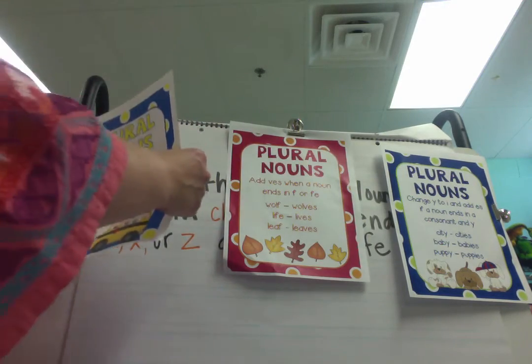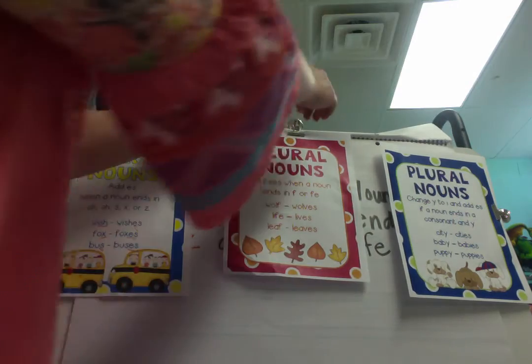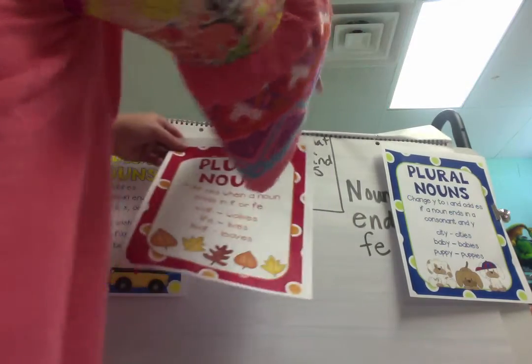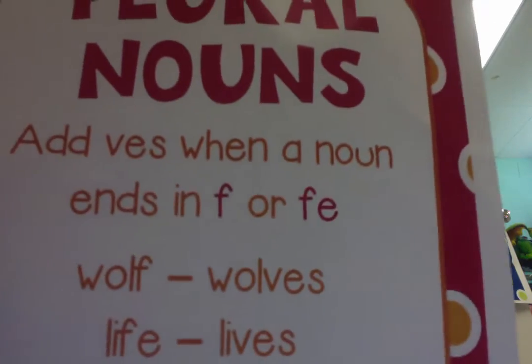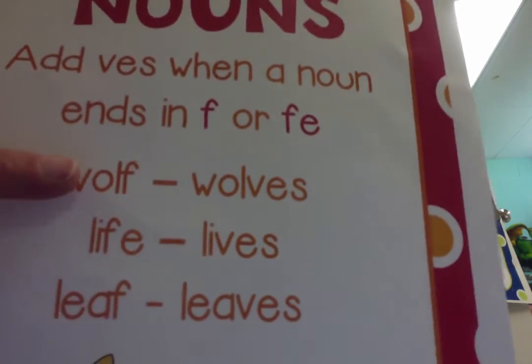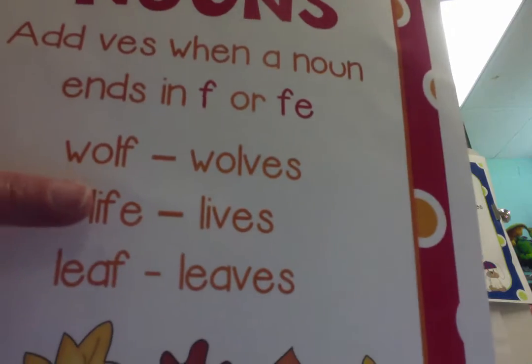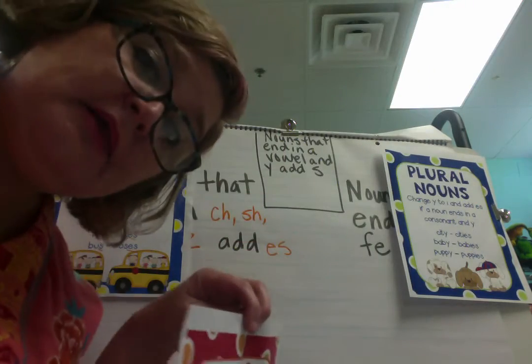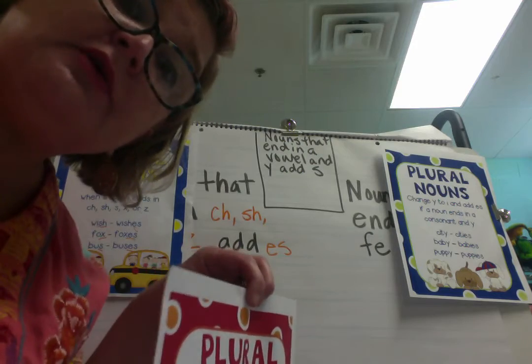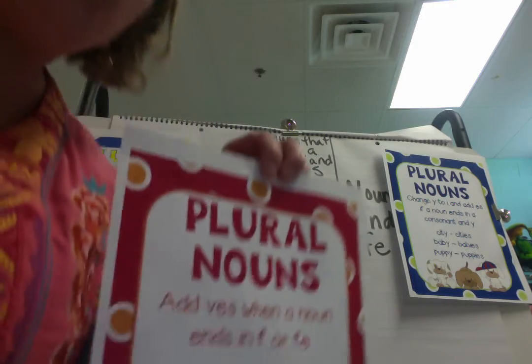Okay, now we're moving on along. We're going to talk about plural nouns that end with an F, like wolf and life and leaf. Maybe your mom went to the store and got a loaf of bread, but maybe she got more than one loaf. Maybe she got loaves of bread.